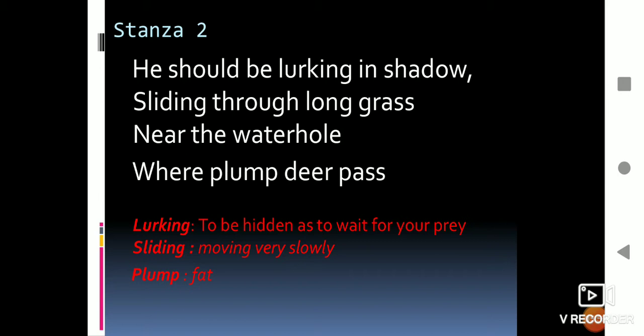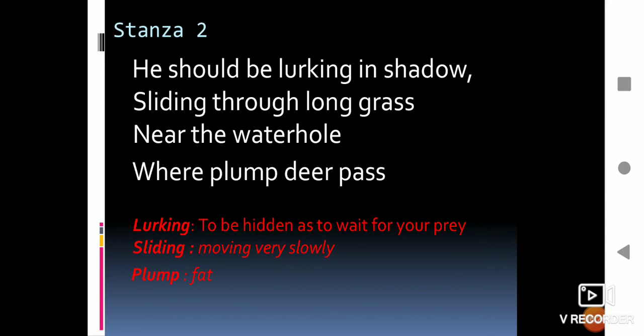He should be, okay, he is in the zoo. So he's just remembering that he should be in the forest, lurking in shadow, sliding through long grass. Sliding means walking slowly through long grass so that he is not noticed. Where? Near the water hole. Why? Because there the plump deer pass. Plump means fat.